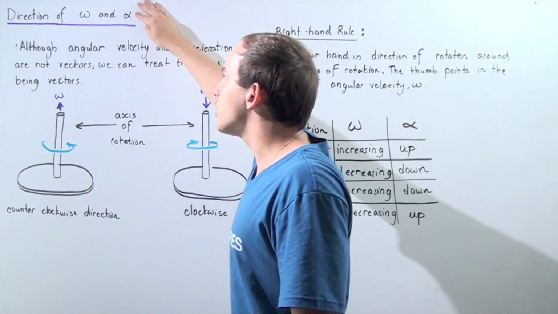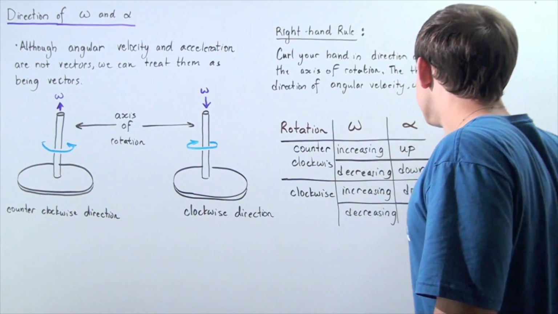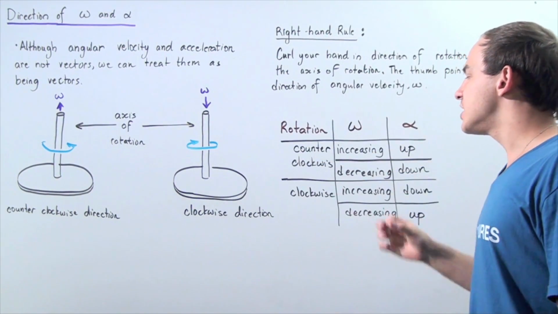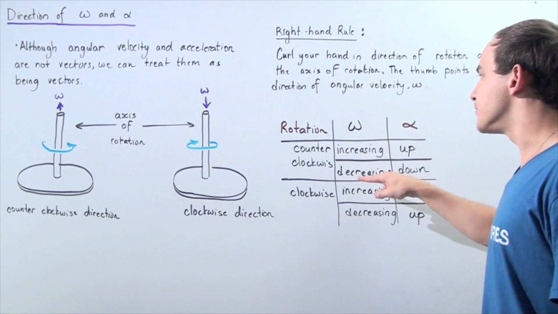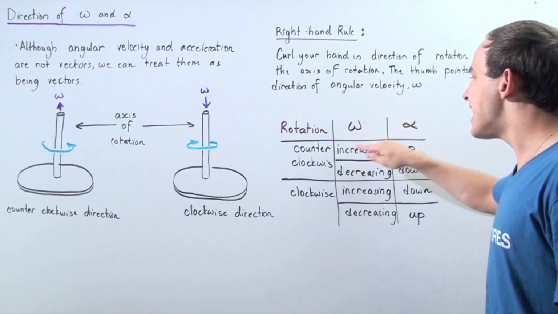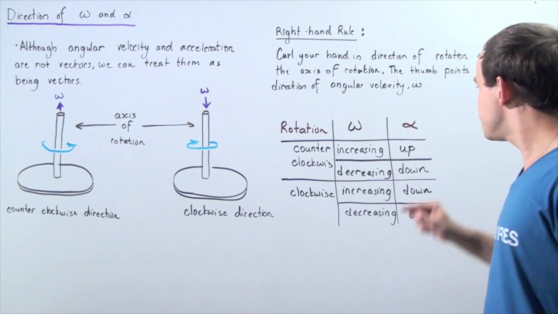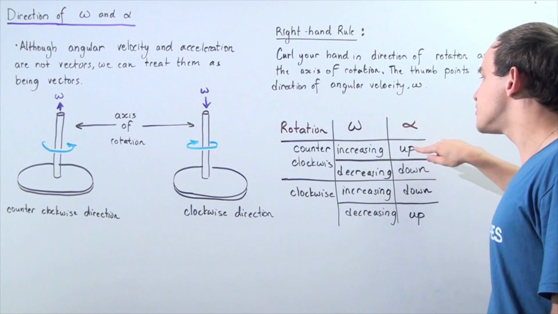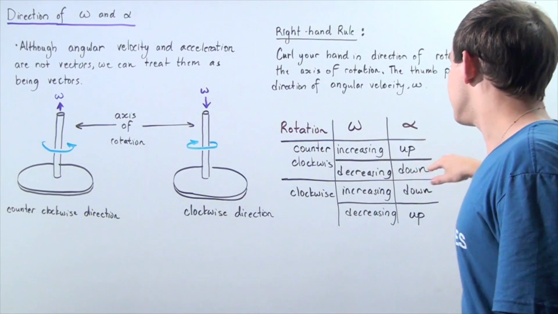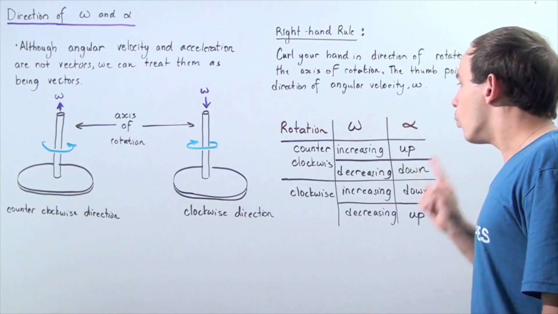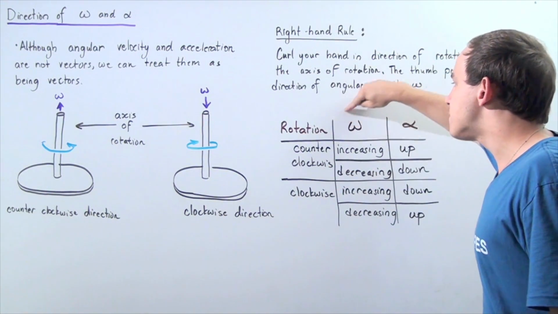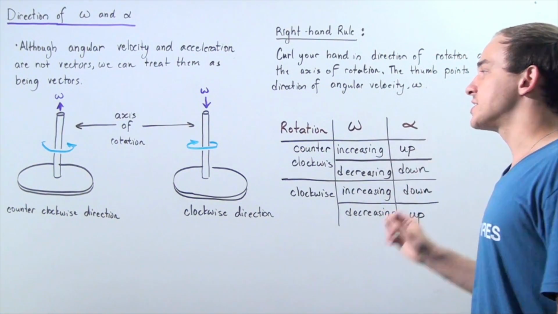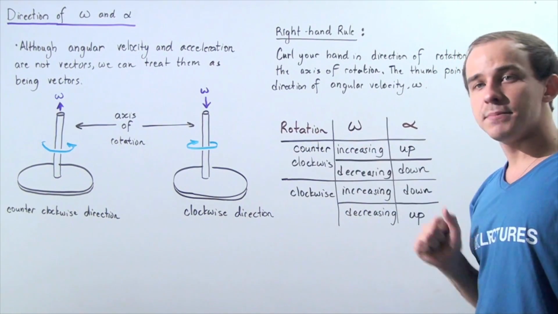Now, what about angular acceleration, our alpha? Well, let's look at the following table. Let's suppose our object, the circular disc, is rotating counterclockwise. Now, if our angular velocity is increasing, that means our angular acceleration will point in the same direction as our angular velocity. So it will point upward. Now, what about if it's decreasing? Well, if the angular velocity is decreasing, that means our angular acceleration will point downward, in the opposite direction as our angular velocity.